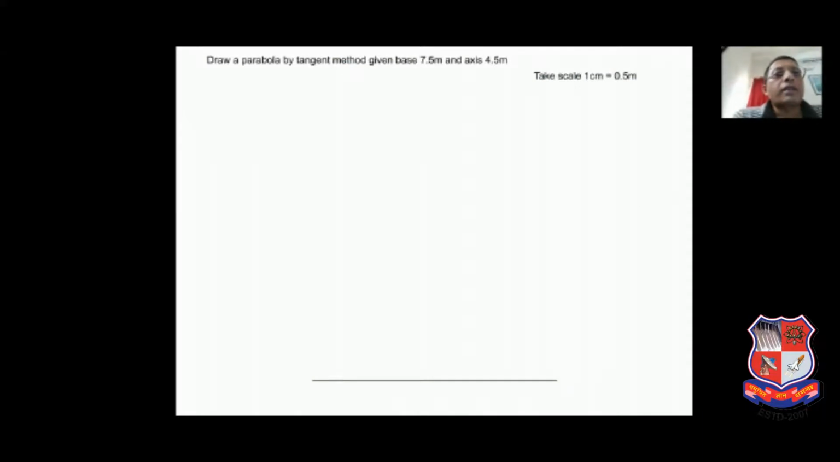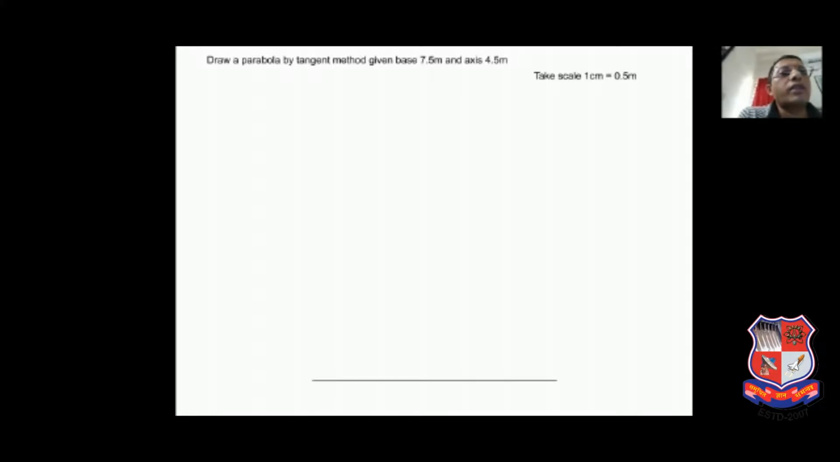Now I will discuss the second method to draw a parabola, which is tangent method. So here another numerical is given to us: draw a parabola by tangent method, given base 7.5 meter and axis 4.5 meter. So in this case also we have to consider a suitable scale. Here base distance is 7.5 meter and axis vertical distance is 4.5 meter.